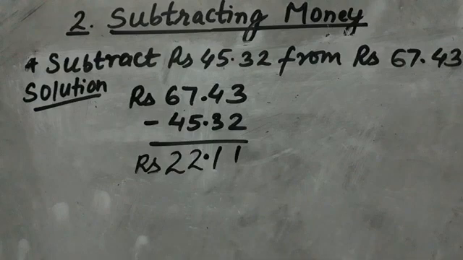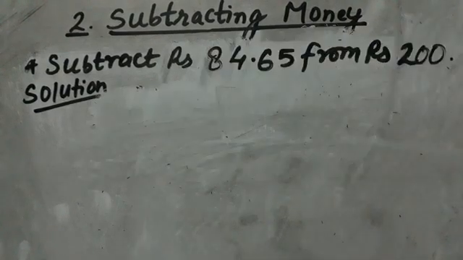Now students, let's move towards another question. Question is subtract rupees 84.65 from rupees 200, which means we have to subtract rupees 84 and 65 paisa from rupees 200. As I have already explained which amount should be kept first, here we are going to keep rupees 200 above and rupees 84.65 below.